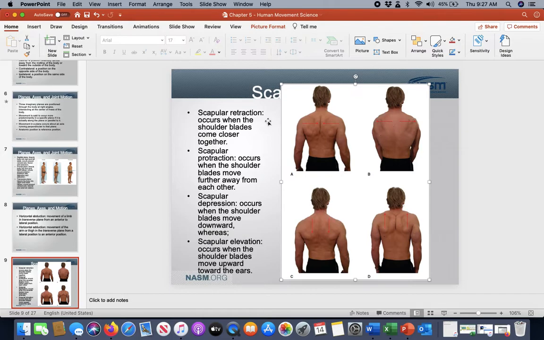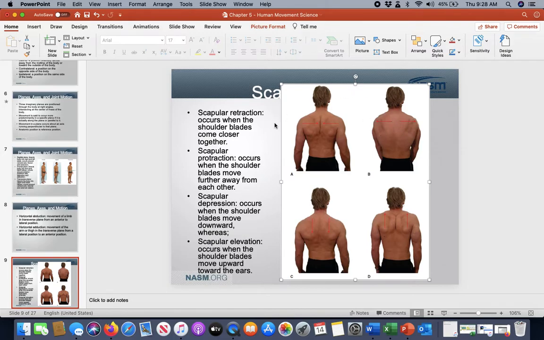The second one is scapular protraction. Instead of squeezing the shoulder blades back, you want to create a forward pull, like you're trying to pull those scapula forward. It's not a hunchback, but you're making it look like you have gorilla or ape arms, and you're trying to squeeze the shoulder blades in an anterior or forward positioning, and that would be letter B.